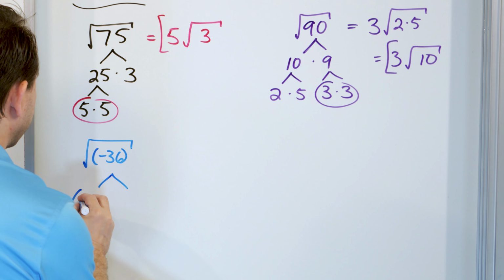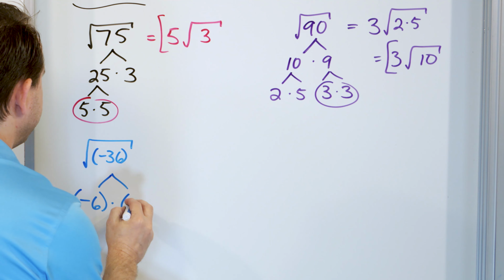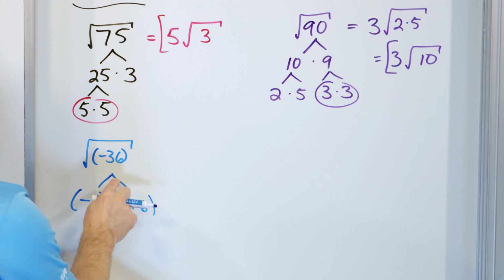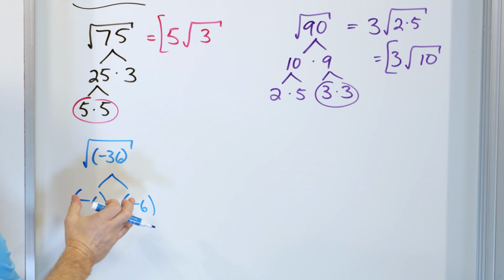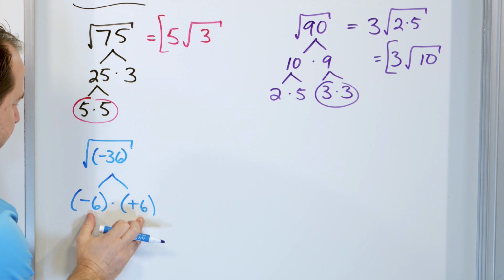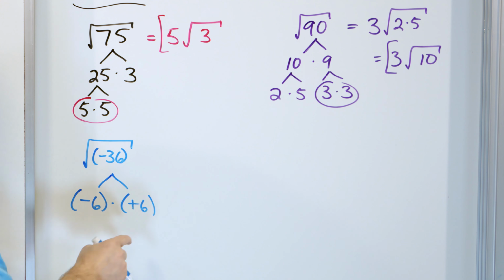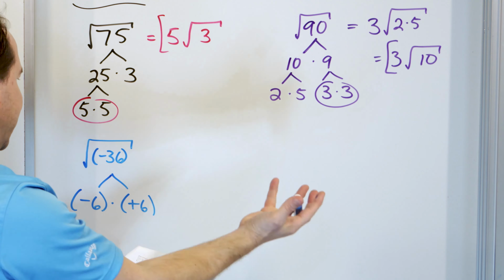So the only way it really works is if I do negative 6 times a positive 6. That will multiply to give me the negative 36. But these don't make a pair, because one's negative and one's positive. So I can't circle it. I can't pull it out.